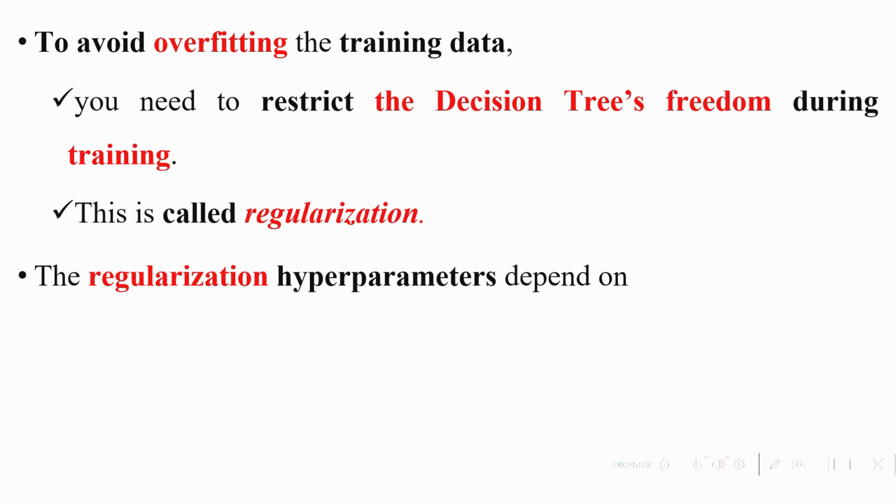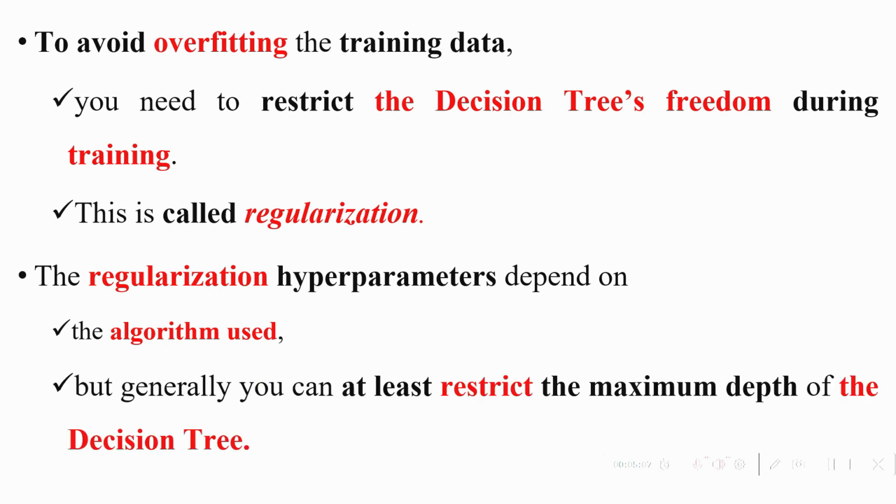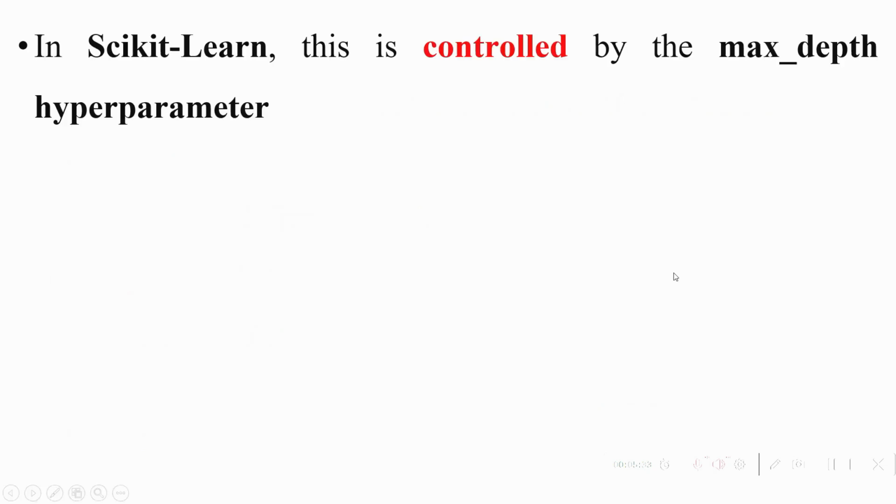The regularization of hyperparameters depends on the algorithm used, but generally we can at least restrict the maximum depth of the decision tree. Here there is a concept called maximum depth. We can restrict the maximum depth of the tree, and that minimizes overfitting. Now here in Sklearn, this is controlled by the max depth hyperparameter.